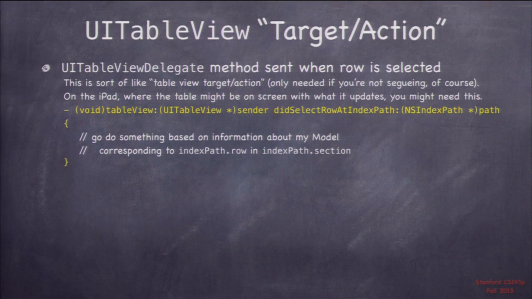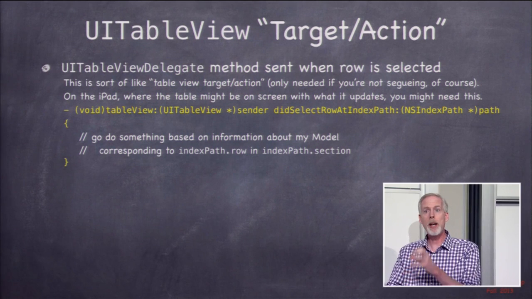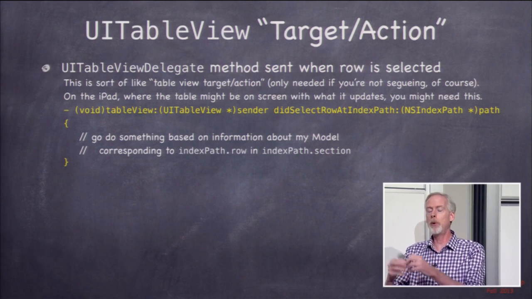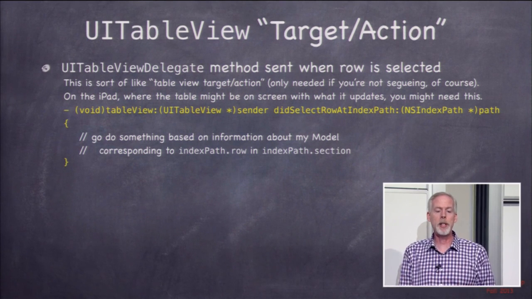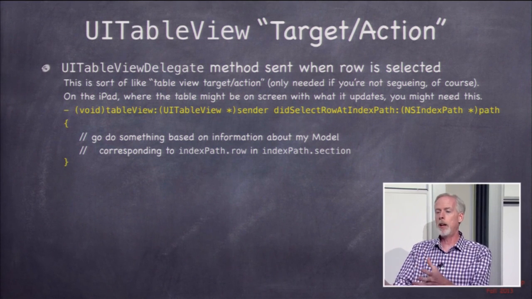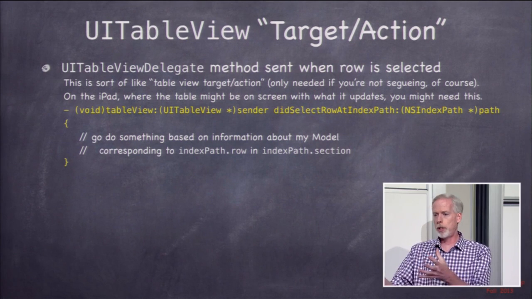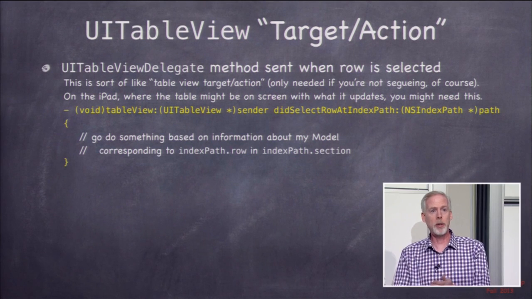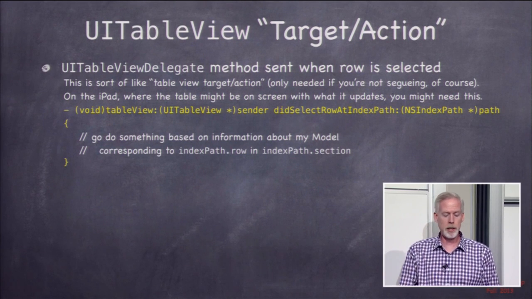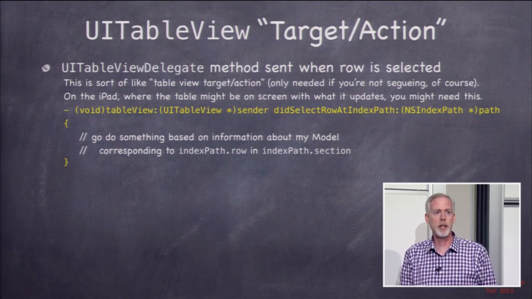Now, what would you ever do in here? Well, if you're segueing, you wouldn't do anything in here. But if you're on the iPad, when you touch on a table, maybe the thing you're updating is already on screen. You're not going to segue to it. It's already on there because the iPad's so big, it's got room to do that. And we'll see that in the demo today. We're going to have an image where we click on a table row and it shows an image. And that image viewing thing is already going to be on screen. So we don't want to segue to it. It's already there. So we just need to update it. And we're going to do that in this method. So you can see how that works.